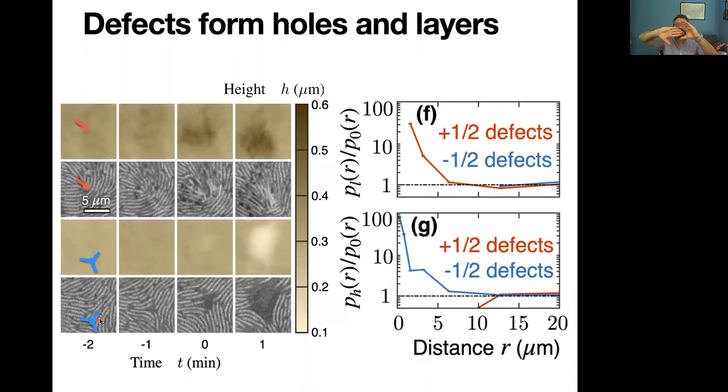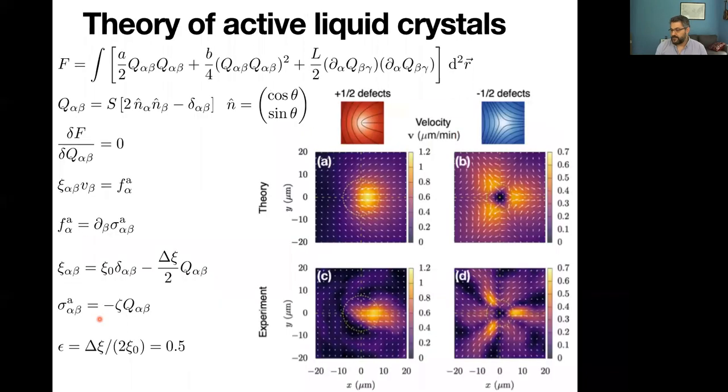If I have a plus one-half defect, which looks like this, these cells are pushing against these cells, and they tend to climb on top of them, so like this. And so when I do that, I get new layers forming.